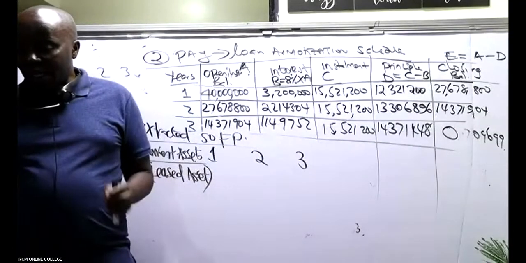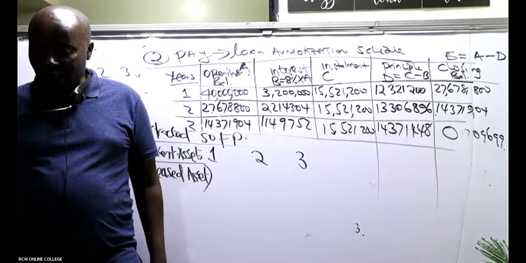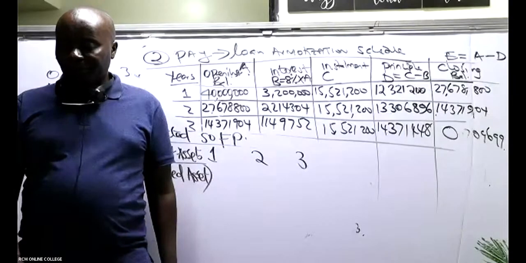Where did that gain on disposal come from here? Thank you very much, Irene, for jumping in. So remember, we were told that this thing was sold for 40 million, right? And yet it had a carrying amount of 14. Look at that gain. So 40 minus 14, which gave us 26.